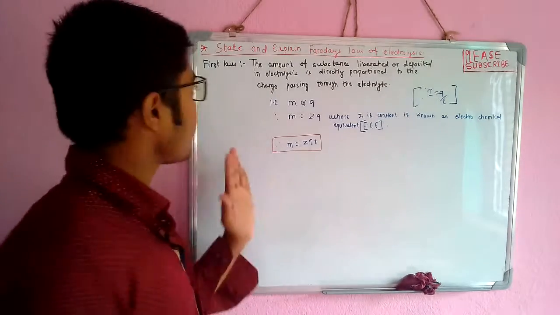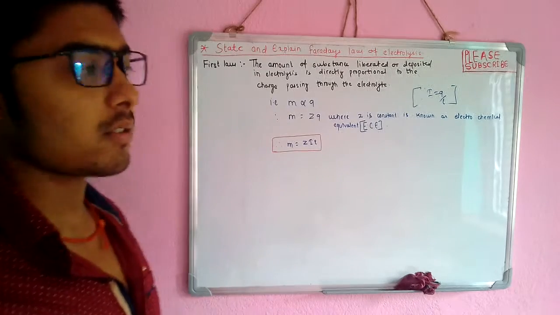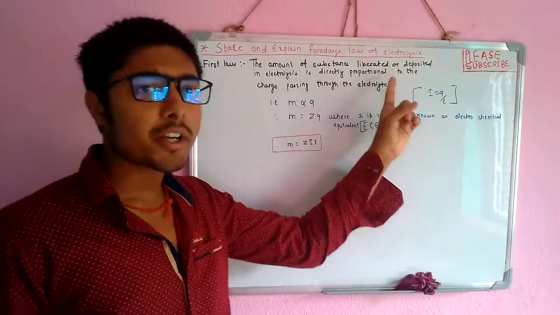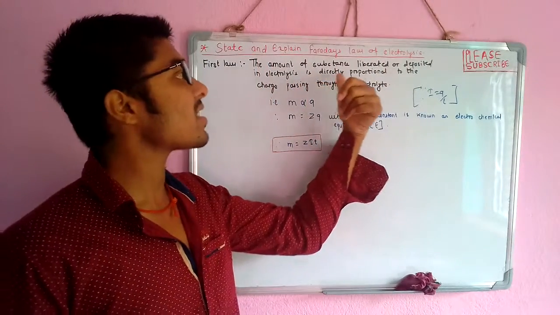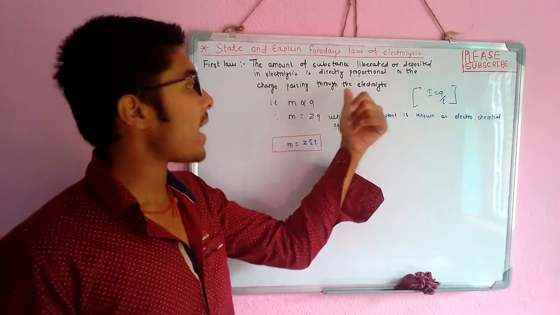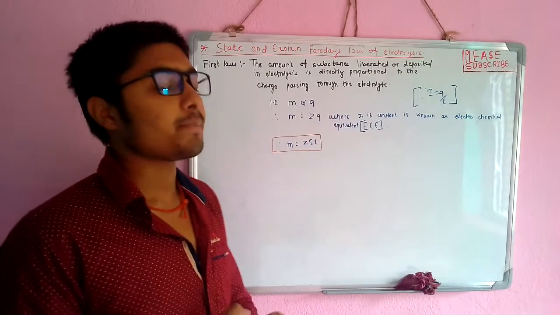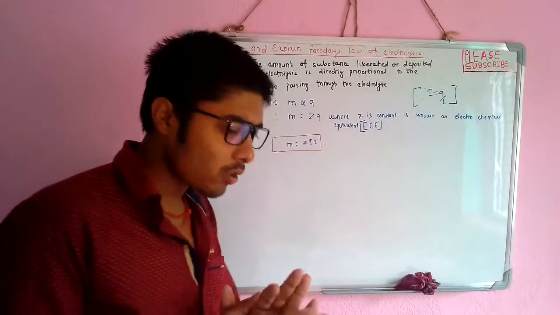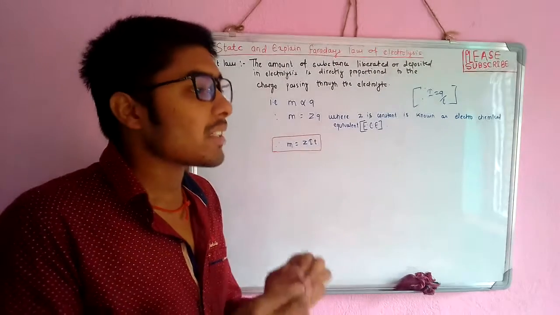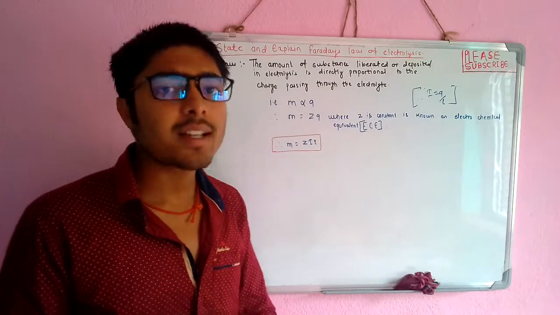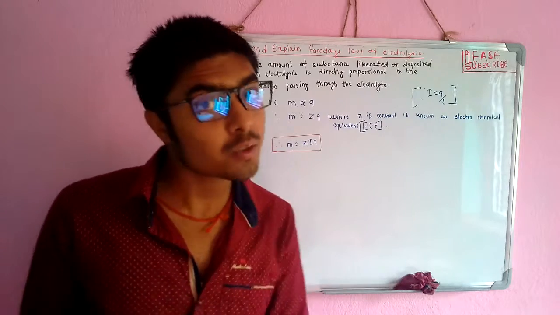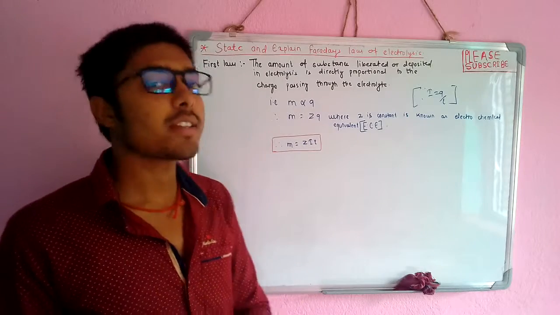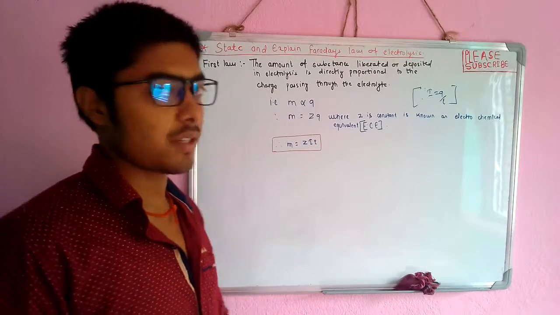Number one, that is the first law of electrolysis. The first law of electrolysis states that the amount of substance liberated or deposited in electrolysis is directly proportional to the charge passing through the electrolyte. It simply states that the amount deposited on the electrode during the process of electrolysis is directly proportional to the charge passing through the electrolyte. The amount of charge passed through the electrolyte is directly proportional to the amount deposited.